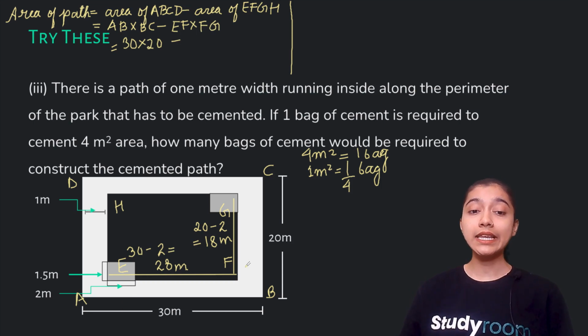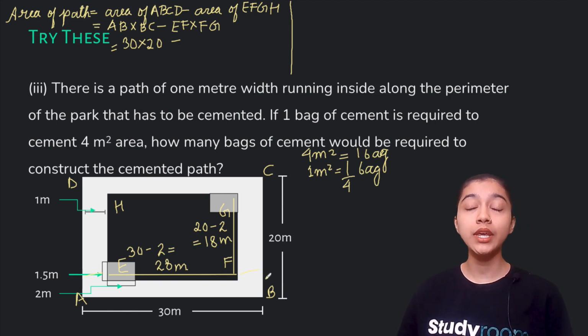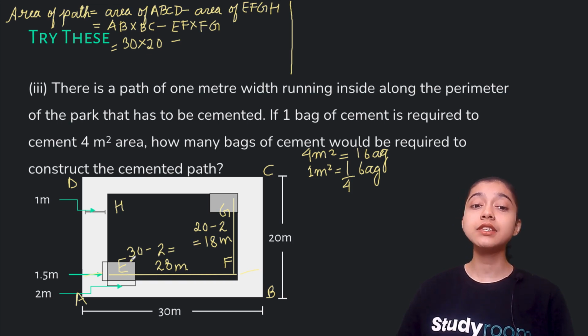To calculate EF, we have to subtract 1 meter from this side and 1 meter from this side in the total length AB, because the width of the path is 1 meter. So if we subtract 1 meter from both the sides of AB, we get EF. So EF is equal to 30 minus 2, which is equal to 28. So I'll write EF is equal to 28.